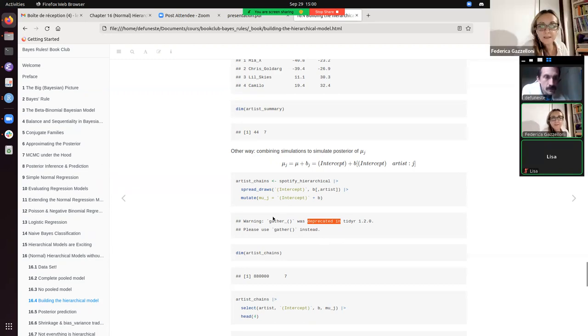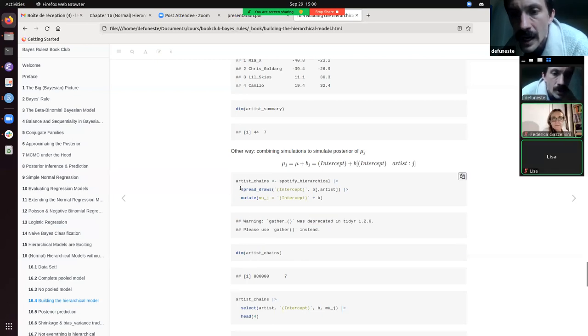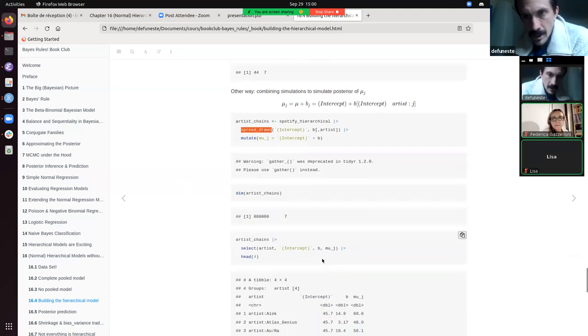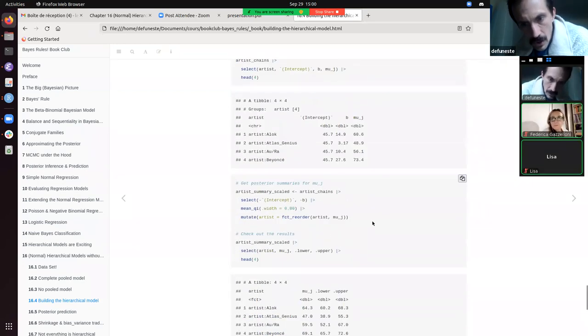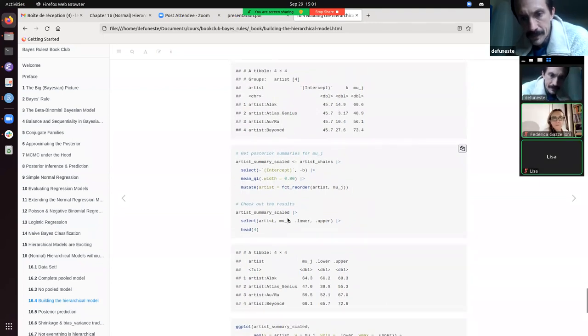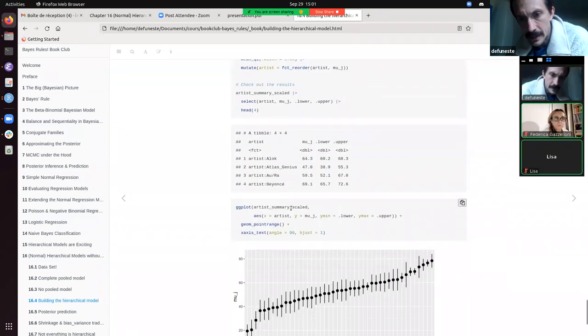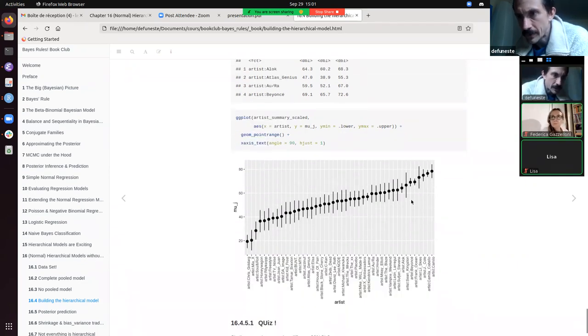In fact, it's something that happened to me as well. I didn't use gather at all. I think it's inside spread draw, which I think is in tidybayes. Okay. That's it. So when you have that, we can produce a quick summary, and then if you take the summary, we can produce this wonderful graphic, which is way better.